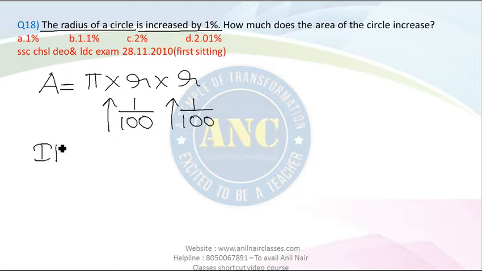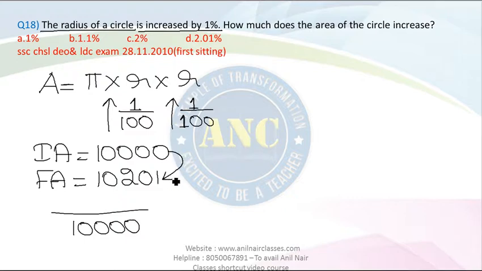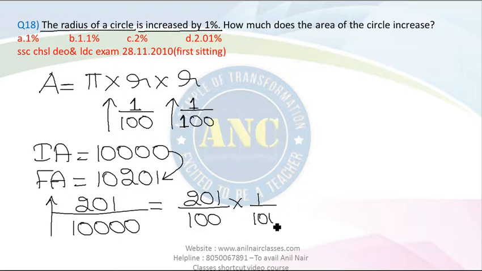That means initial area is 100 into 100, 10,000. Final area: from 100 there is an increase of 1, it becomes 101. 101 into 101, 101 square is 10,201. That means 10,000 was the area initially and it is becoming 10,201. That means there is an increase of 201. I hope I am making sense. Increase of 201. That means this can be written as 201 divided by 100 into 1 by 100.